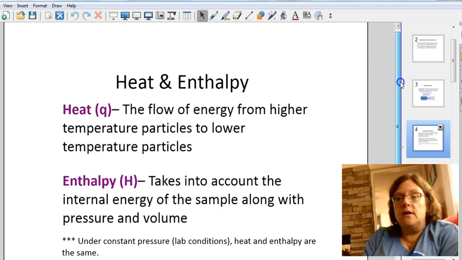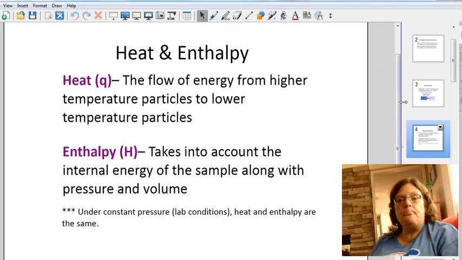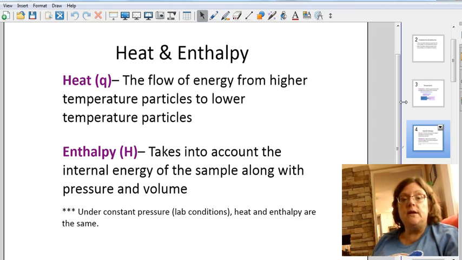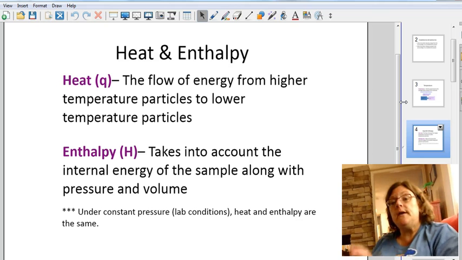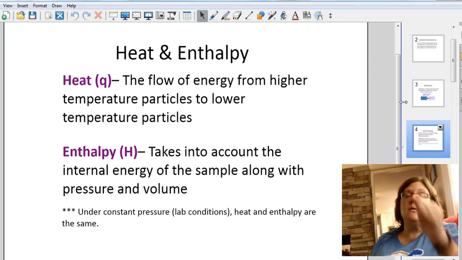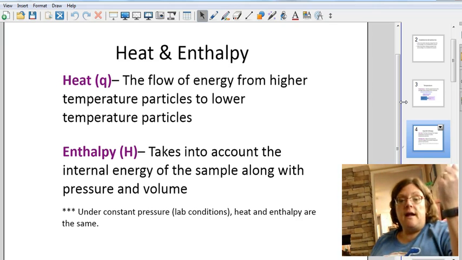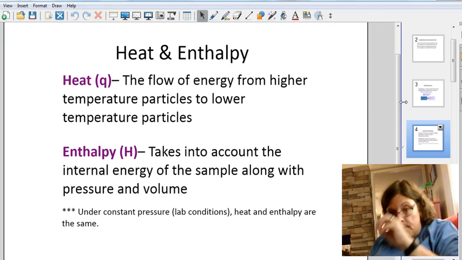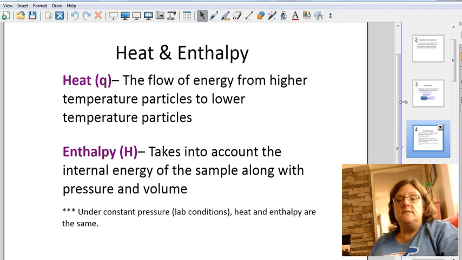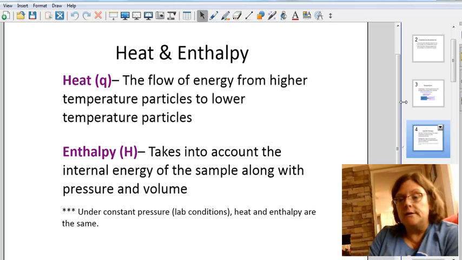So, therefore, our definition of heat is the flow of energy, and enthalpy takes into account both internal energy, pressure, and volume. For most circumstances, enthalpy and heat are going to be the same. Now, we're going to talk about heat this week, and then we'll get into enthalpy next week, because we're going to be talking about breaking bonds and the more minute things. This week, we're just going to do calorimetry and heat transfer that way.